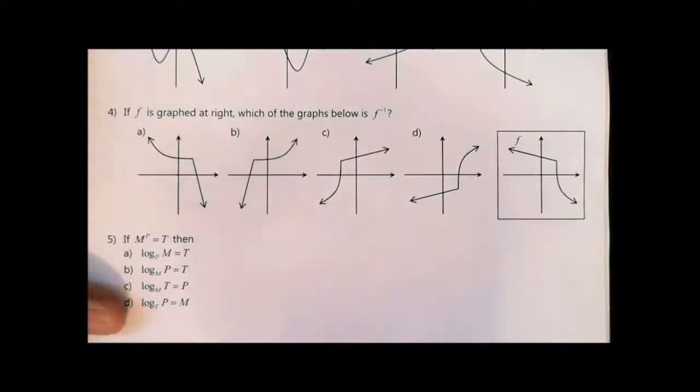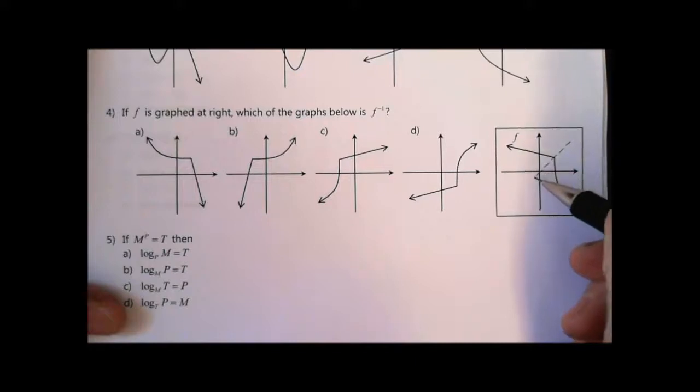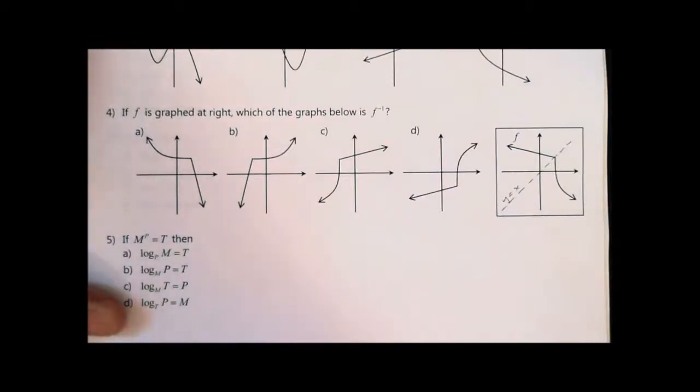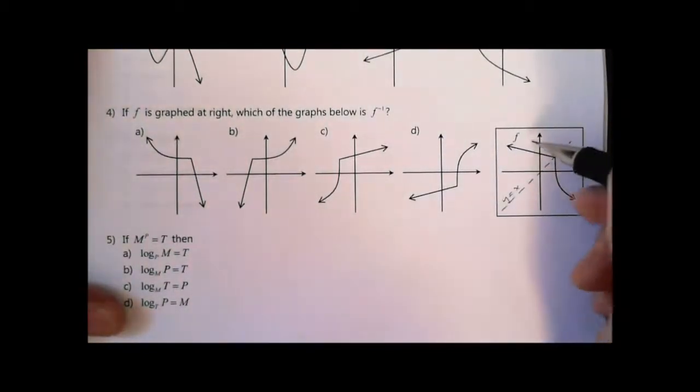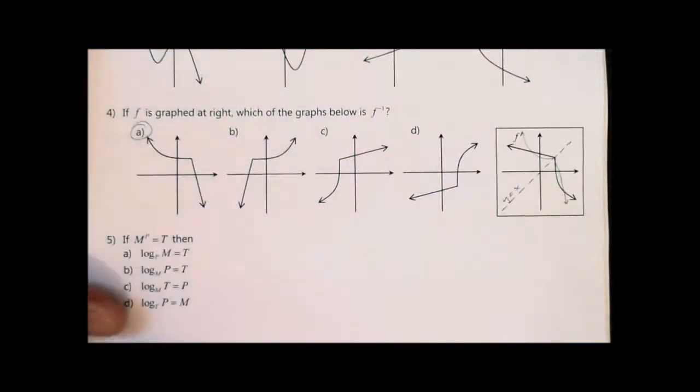Now, number 4, we have this function graphed here, and the idea is to find its inverse. We're going to reflect it across the line y equals x. The reflection across this line should give us a curved portion up here, something like that, and then a linear portion down there. So this curved portion will appear up here, something like this, and then this ray will reflect to give us a ray in the downward direction. You can see the only one that fits these criteria is A.